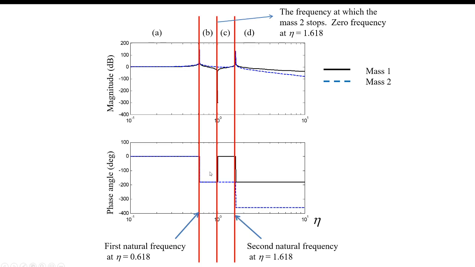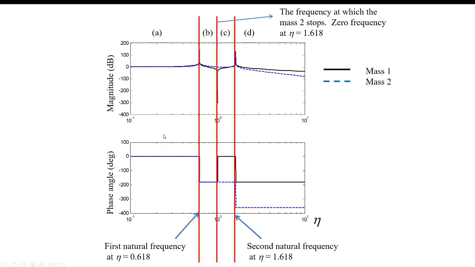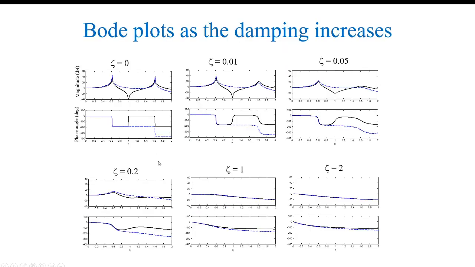Before I discuss this, I want to show you the Bode plots that I generated, where I chopped off the y-axis. I changed the range of the y-axis. Here it goes to 200 and negative 400. I didn't like that at all, so I changed it to negative 40 to 60.